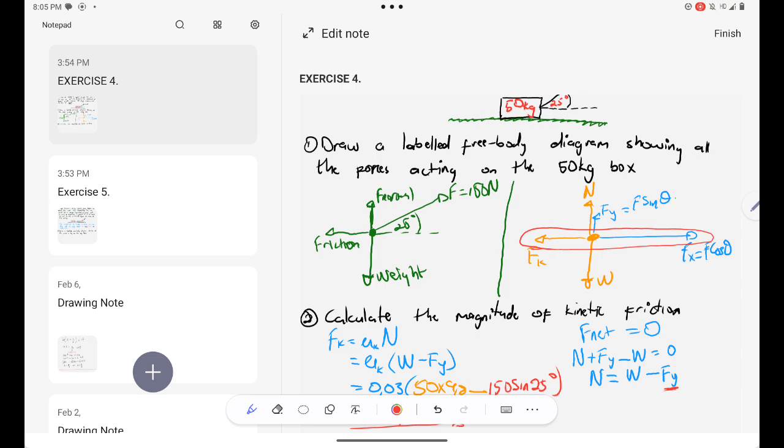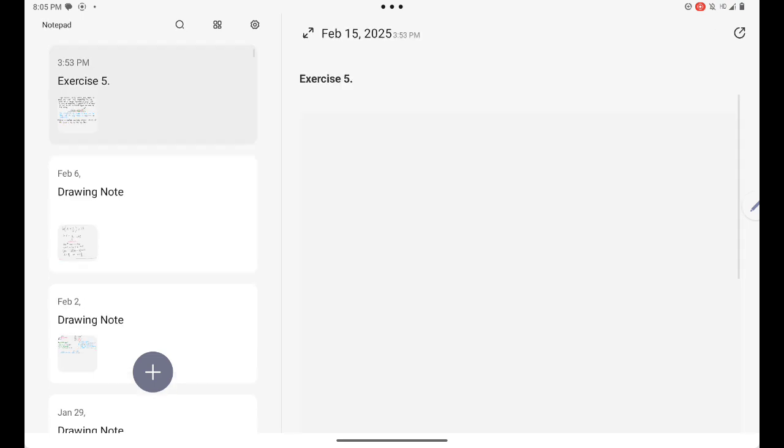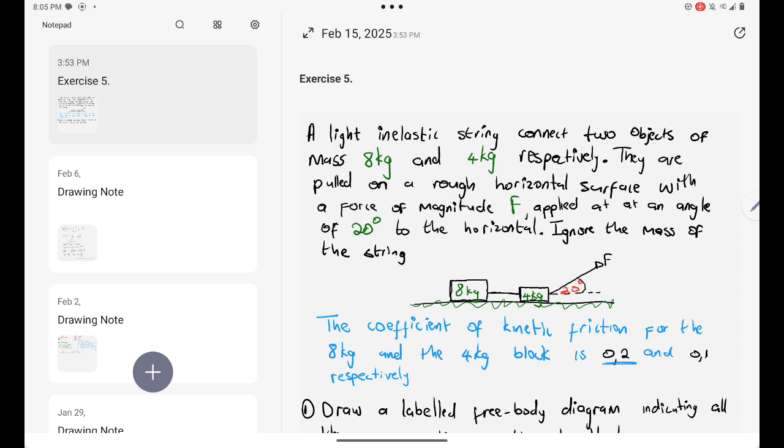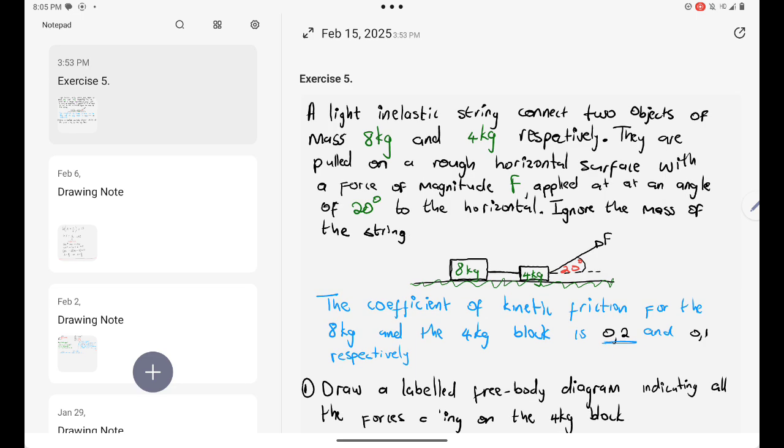Now let's do the last question. All these questions, guys, were just a build up to this question. I know that now you'll find it easier to tackle this question because of the previous work. Let's just get right into it. A light inelastic string connects two objects of mass 8 kg and 4 kg respectively. They are pulled on a rough horizontal surface with a force of magnitude F, which is applied at an angle of 20 degrees to the horizontal.